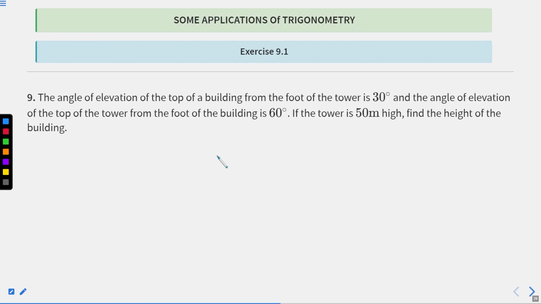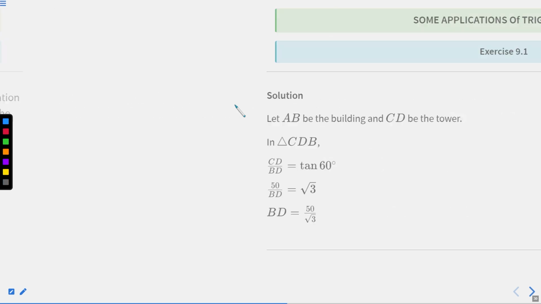In the next exercise, we have the angle of elevation of the top of a building from the foot of the tower is 30 degrees, and the angle of elevation of the top of the tower from the foot of the building is 60 degrees. If the tower is 50 meters high, we have to find the height of the building. So let us see how to find it.